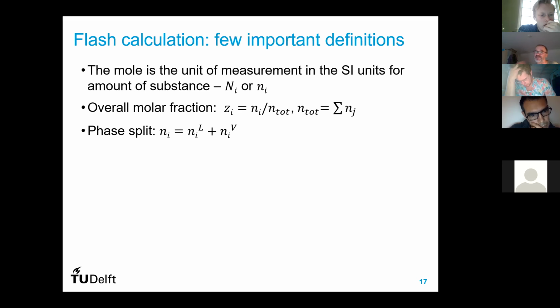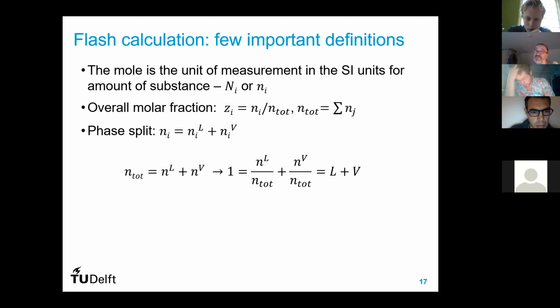For any component, even when the component is very, very heavy, a few molecules will still be flying in the vapor phase. That's the idea. And then it's just bookkeeping, because if you sum these molecules on the left and right hand side and divide by the total number of molecules, you will get the molar fractions of each phase, L and V, the molar fraction for the liquid and vapor phase.